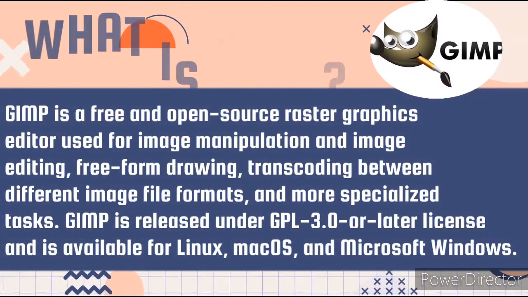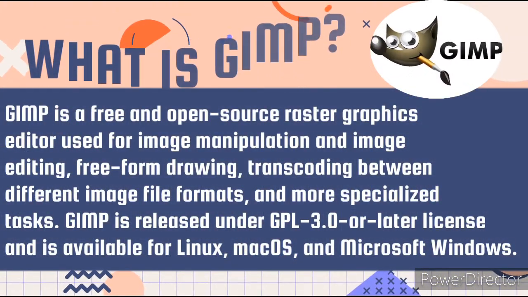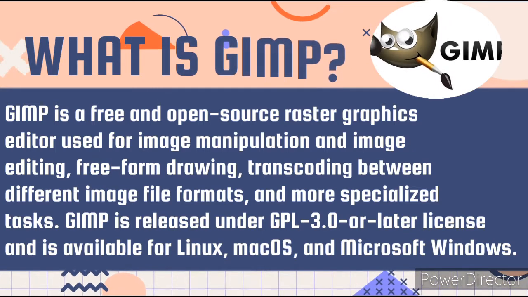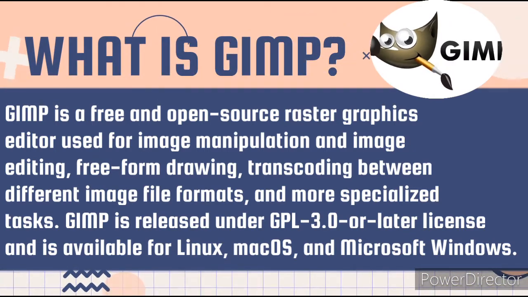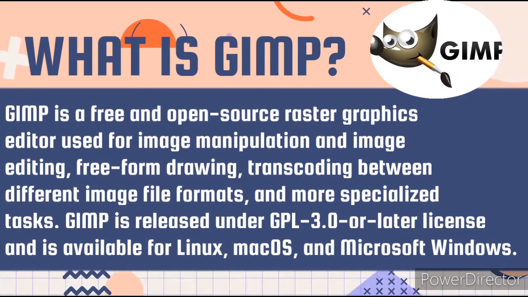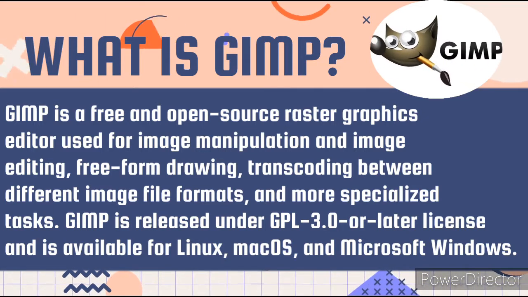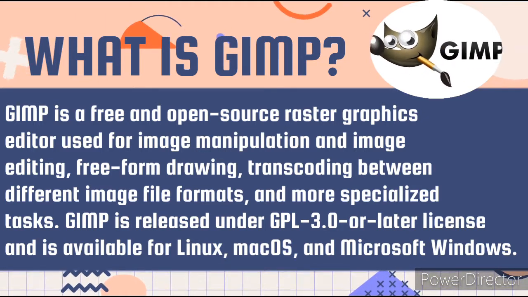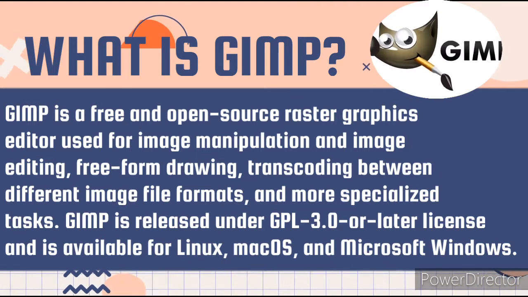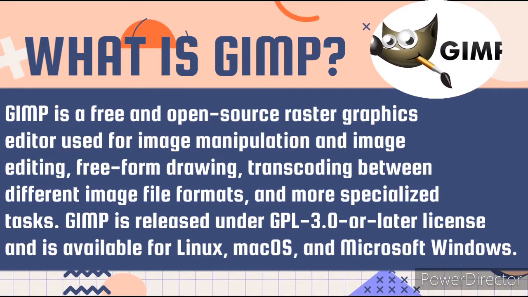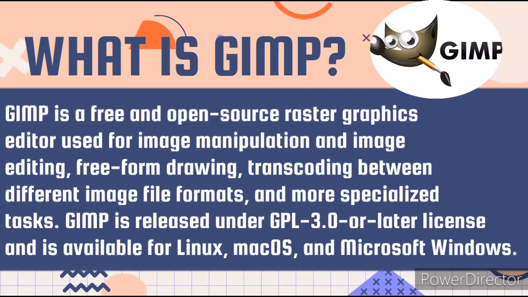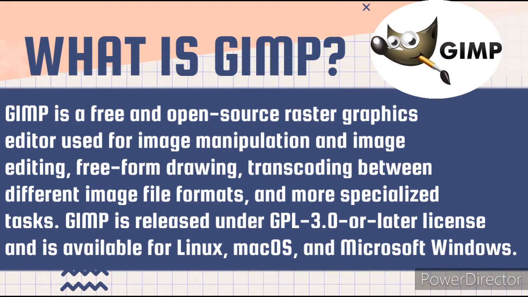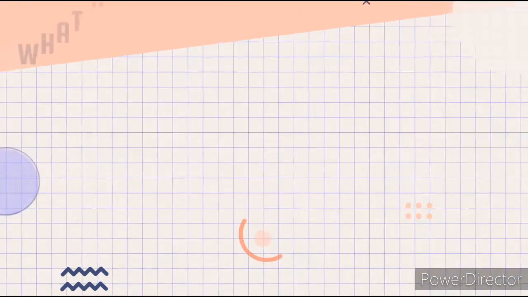What is GIMP? GIMP is a free and open source raster graphic editor used for image manipulation and image editing, freeform drawing, transcoding between different image file formats, and more specialized tasks. GIMP is released under GPL 3.0 or later license and available for Linux, MacOS, and Microsoft Windows.